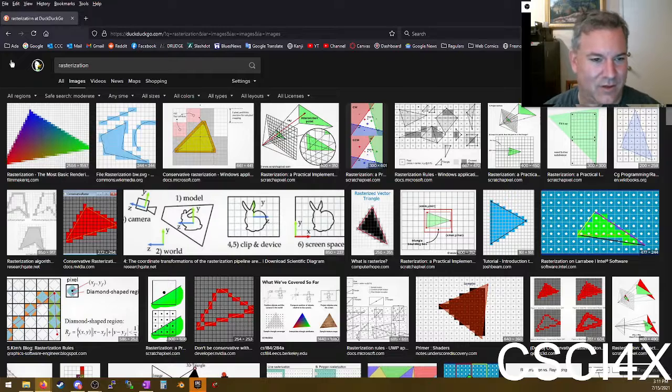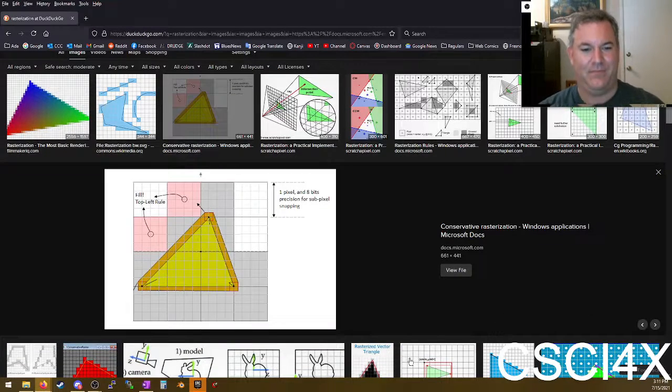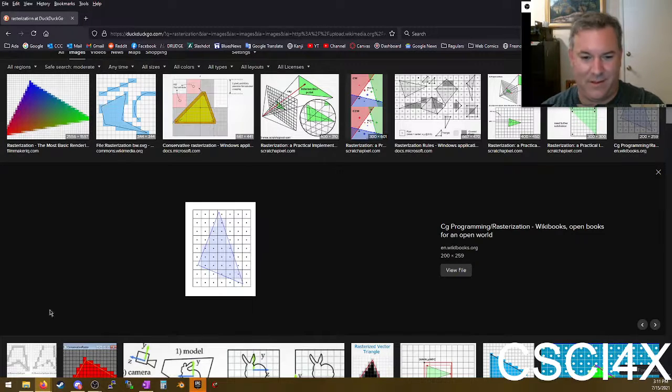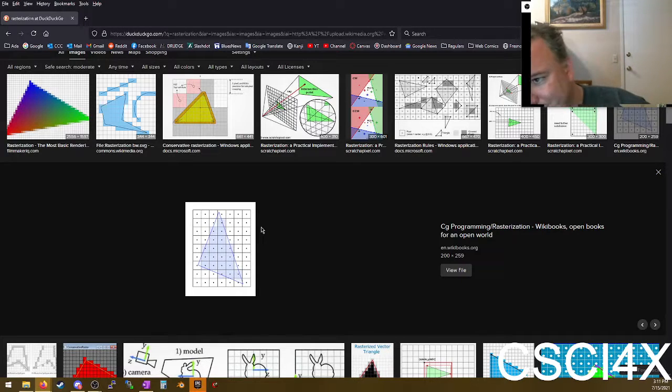So let's say you got a triangle here. Do you color it or not? For every pixel within the boundary, you can have an AABB surrounding the triangle. You just go through it, and you just say, is this pixel within the bounds? Is this pixel within the bounds? Is this pixel within the bounds? And if it's within the bounds, you color it. If it's not, you don't.